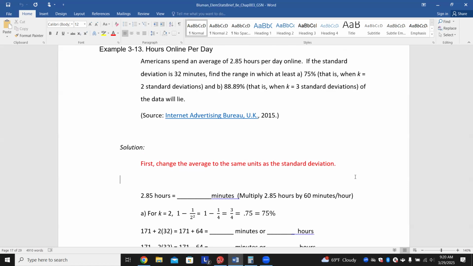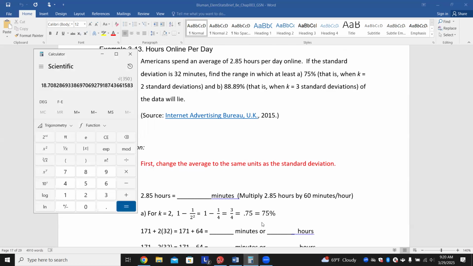Change the average to the same units as the standard deviation. So Americans spend 2.85 hours. What we'd want to do is turn that into minutes, since our standard deviation is in minutes. So 2.85 times 60 gives us 171 minutes.